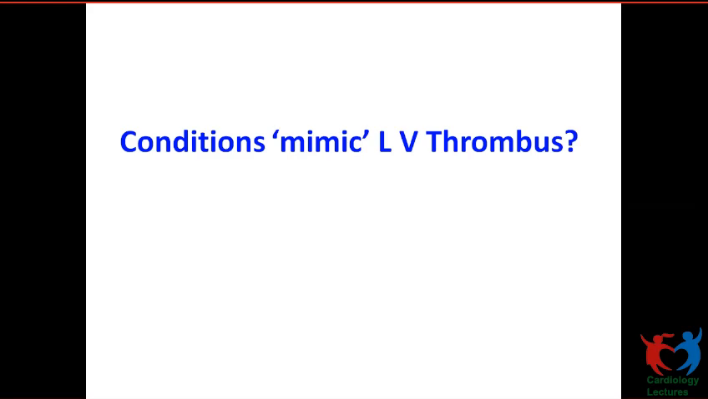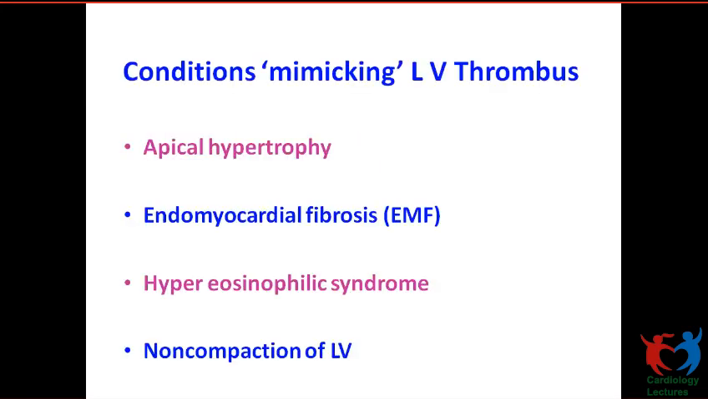Which are the conditions which mimic LV thrombus? Can anybody tell? Endomyocardial fibrosis. Okay, EMF. Correct. Apical hypertrophy. Endomyocardial fibrosis. Hypereosinophilic syndrome with the eosinophilic endocarditis. And of course, non-compaction. All these can mimic, and sometimes you may need an MRI to differentiate.